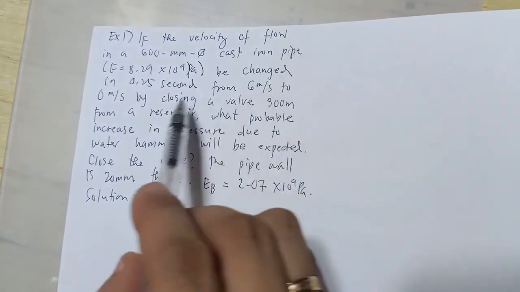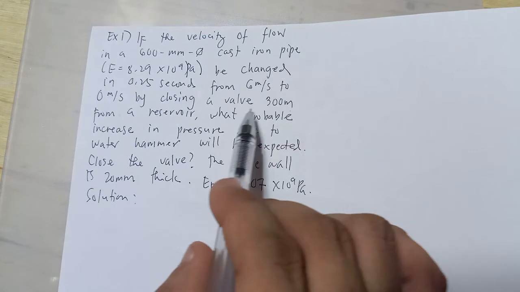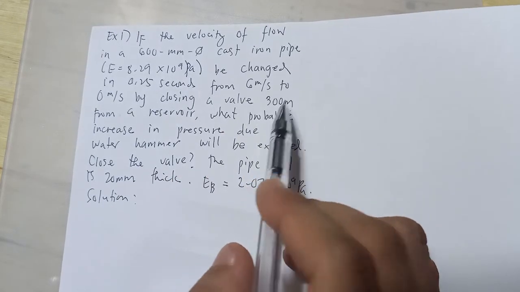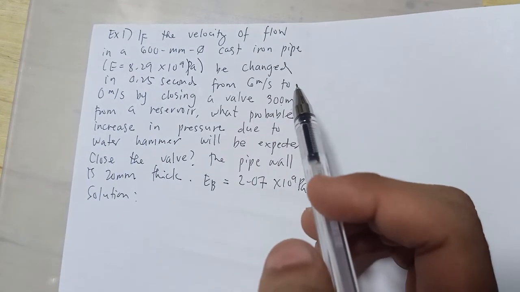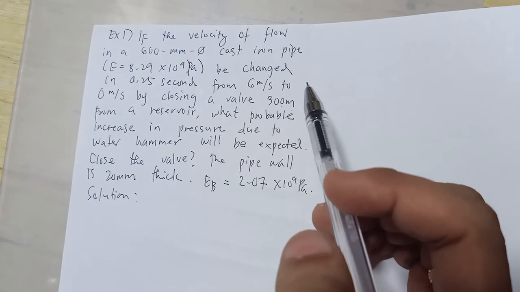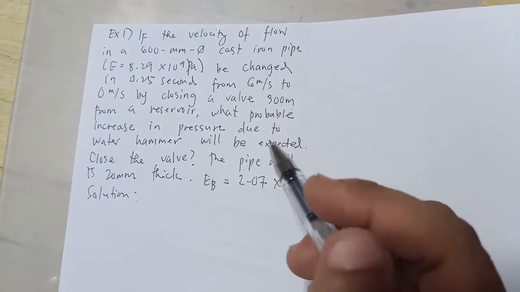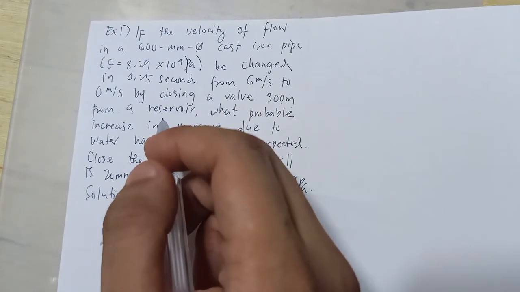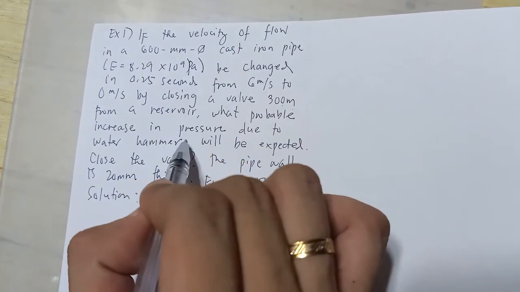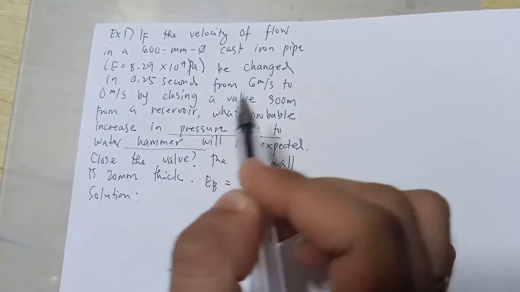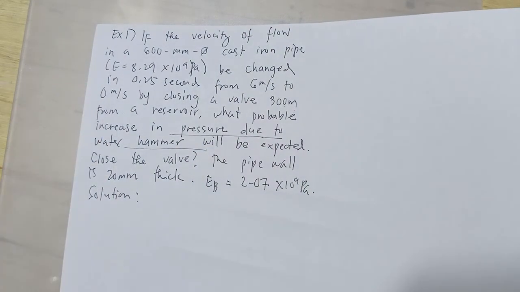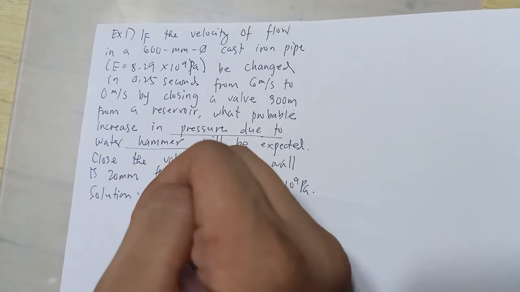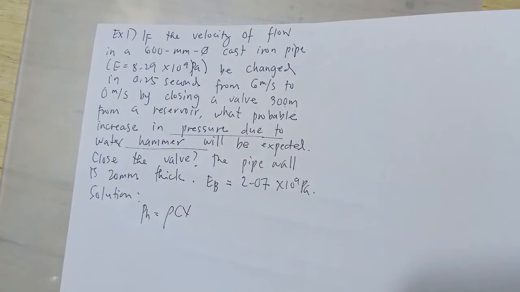As you can see, there are hints or directions, like 300 meters. This would be the L. Cast iron pipe would be non-rigid. And we are asked what probable increase in pressure due to water hammer will be expected. So it would be pH, the pressure change. So pH is rho CV.